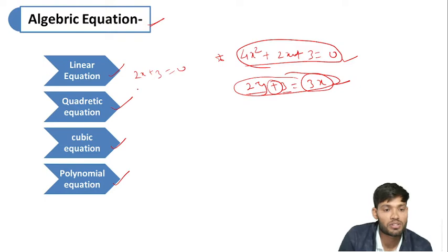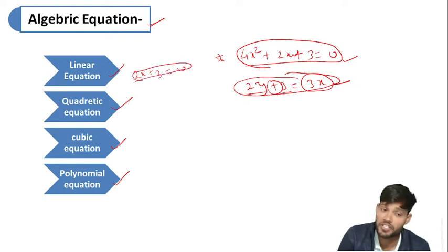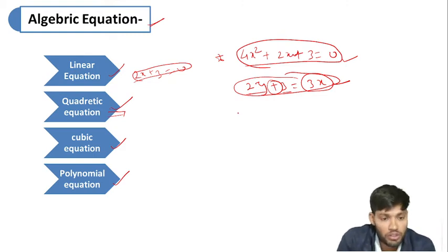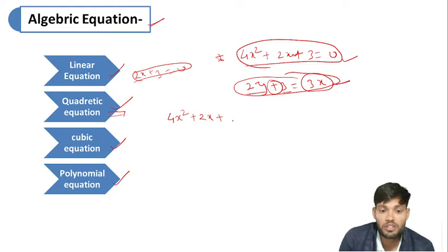A linear equation is one where the maximum power is 1, like 2x plus 3 is equal to 0. This type of equation is known as a linear equation. Quadratic equation means the equation that has a maximum power of variable 2. What is the variable? We will learn about the variable in the next slide. Like 4x square plus 2x plus 35 is equal to 0. The maximum power of x is 2, so it is called a quadratic equation.